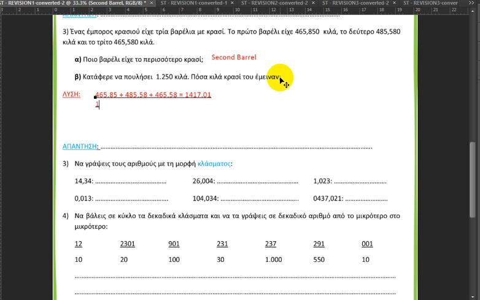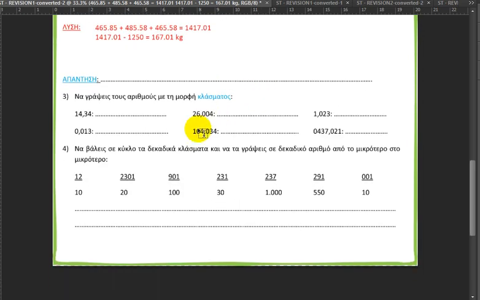Now we have to do 1,417.01 minus 1,250. And what we'll find from that is 167.01. That's how many kilograms he's got left.